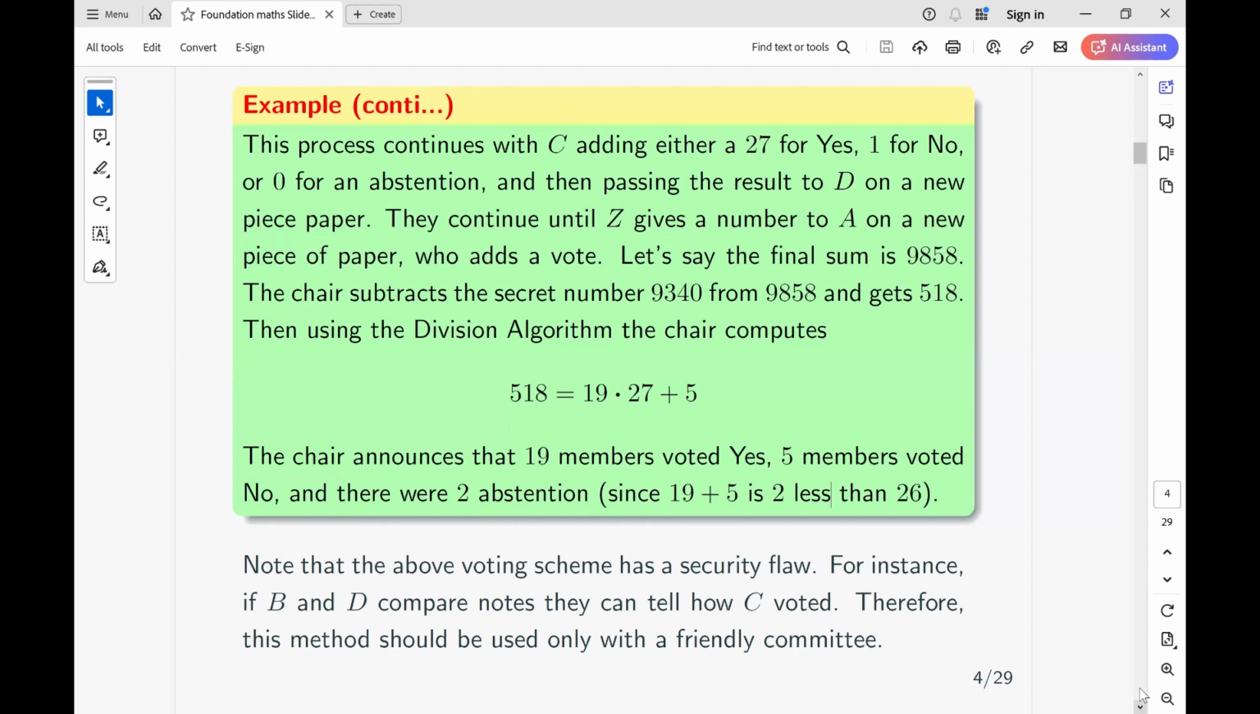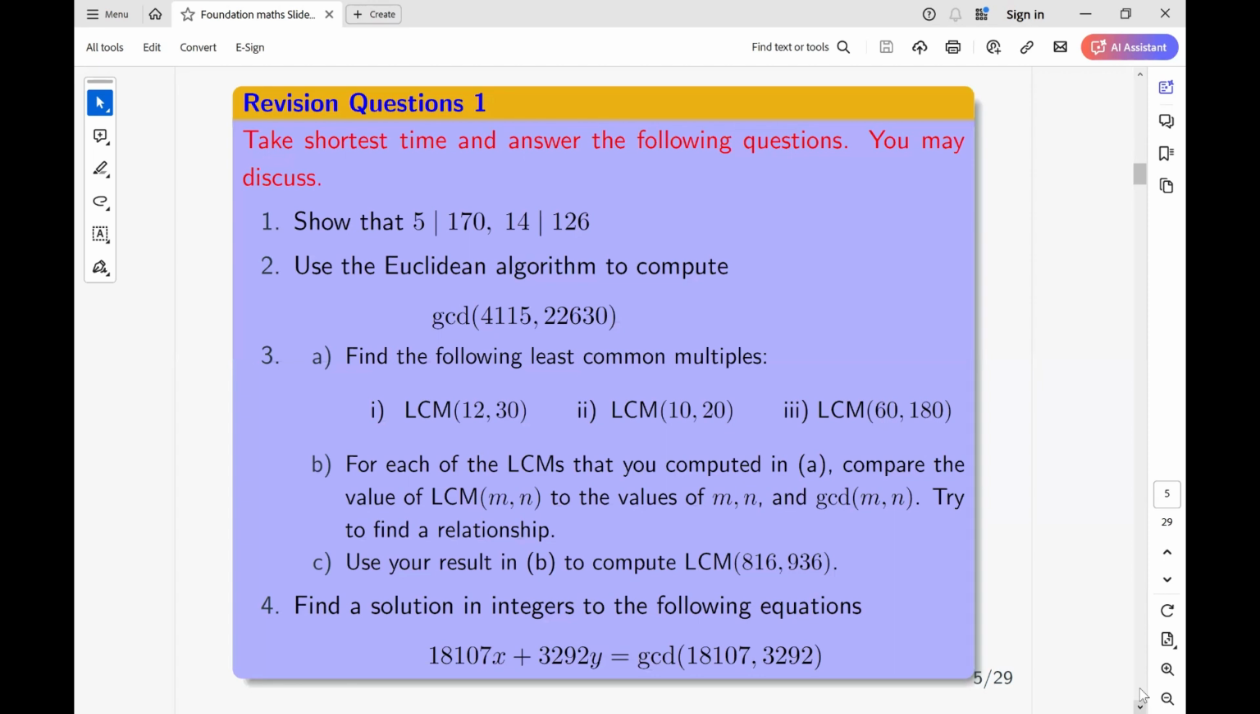Yes, they can tell what that person in the middle voted, and if they were to do anything, then they can do that. Now, I just wanted us to see that application bit, and then from there, I wanted us to discuss these questions.